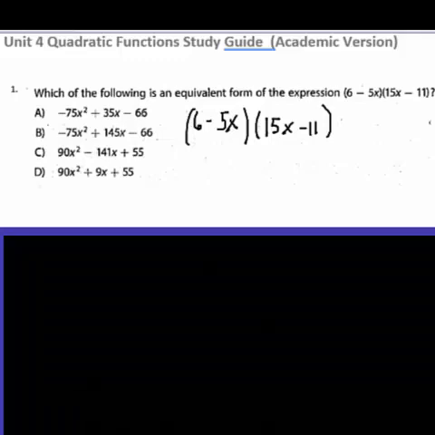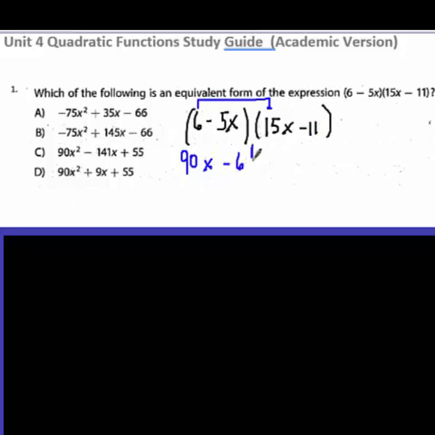Alright, so here on the first problem, we're just looking at factoring, or being able to basically FOIL it out or double distribute. So I'm multiplying the 6 times the 15. So 6 times 15 will give me 90x. And then 6 times negative 11 will give me negative 66.